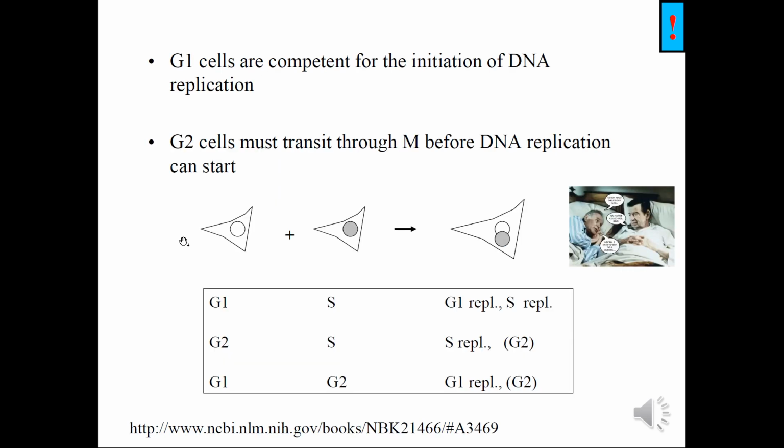So here are some other duh statements. G1 cells are competent for the initiation of DNA replication. We've covered this. You have to pass through that G1 checkpoint in order to go through, but if you can pass through that G1 checkpoint, you're home free for DNA replication. G2 cells, which means they've already gone through the S phase, must transit through M phase. So they must first go do mitosis and karyokinesis and everything before they can go to G1 and S phase again. Duh. So that would be the end of just the basics of the cell cycle.